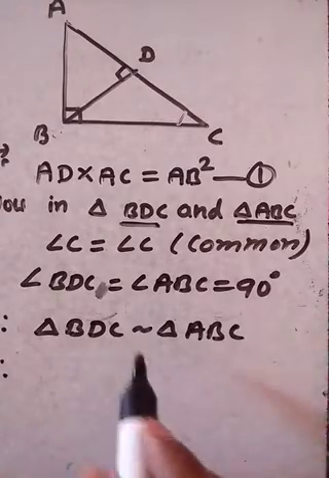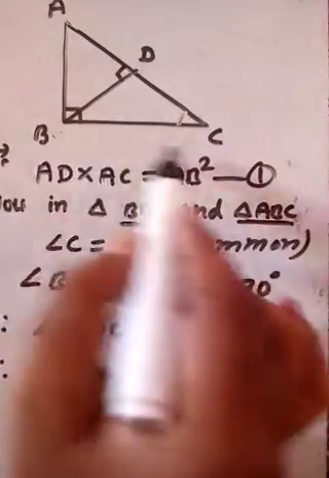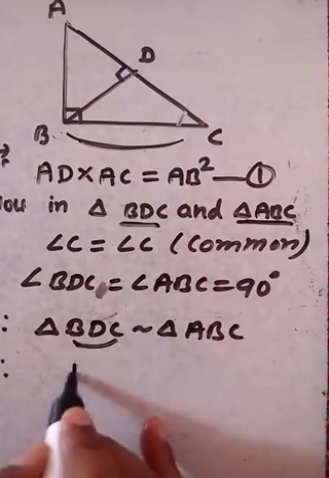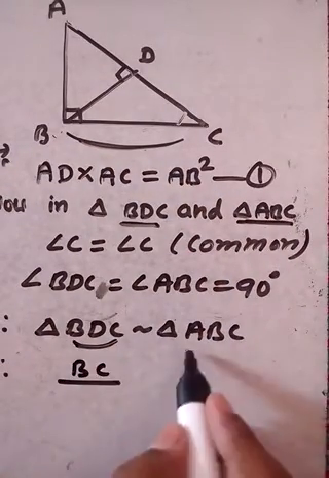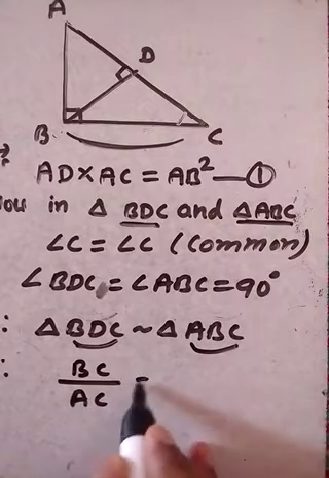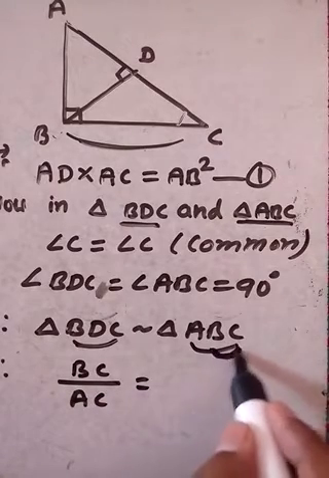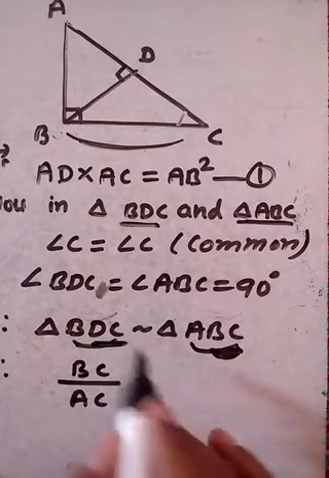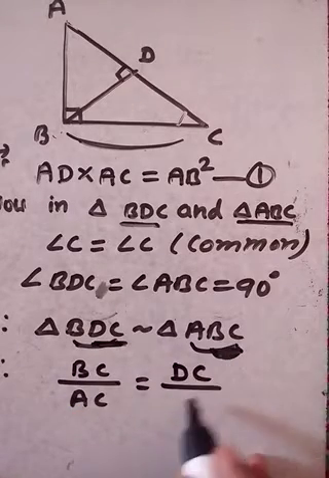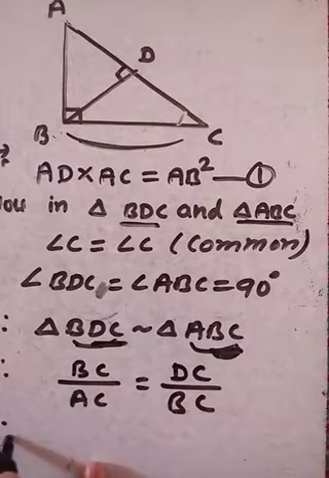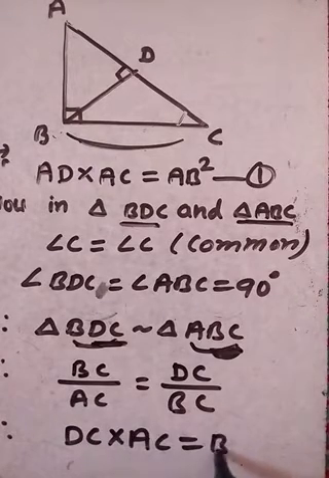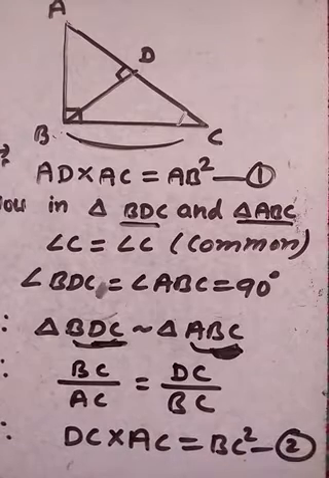Therefore now we need BC square. So look here, BC is here, then BC by AC equal to, now BC is on this side here, then BC is here, then we select DC by BC. Therefore DC into AC is equal to BC square, equation second.